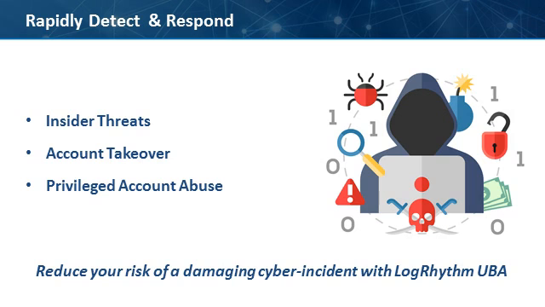So what you need to focus on for UBA, as we said, is to rapidly detect and rapidly respond to the three main areas for UBA. Insider threats. When do my users do things they don't normally do? Account takeover. Has someone stolen my credentials? Are they doing things under my account that I'm not aware of? Is someone impersonating someone else? Privileged account abuse. Is someone doing something with their high-level credentials that they shouldn't be doing?